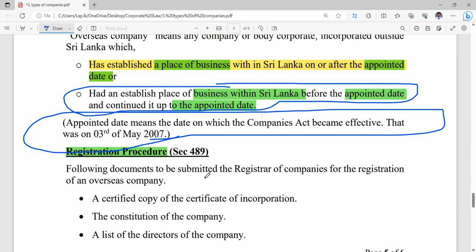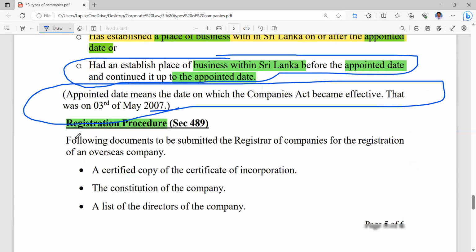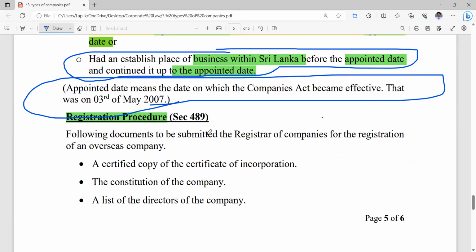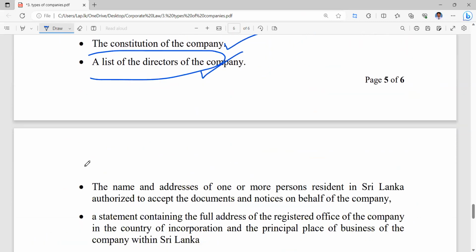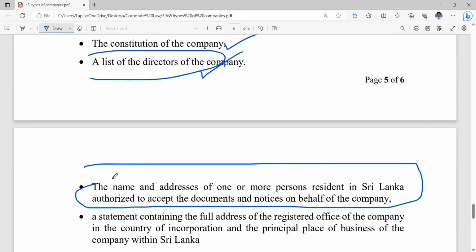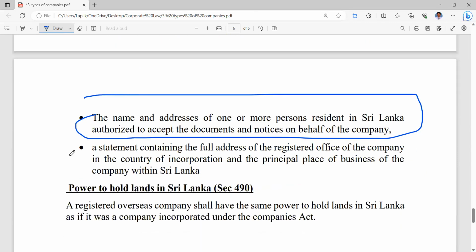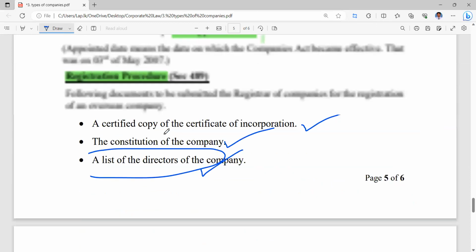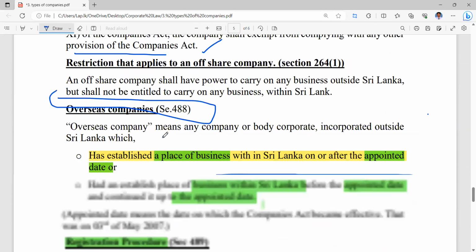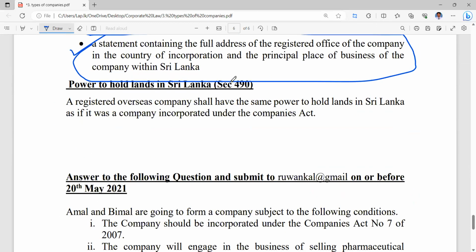Registration procedure for the overseas company. The following documents are to be submitted to the Registrar of Companies for registration: certificate of incorporation, constitution, list of directors, and the name and address of one or more persons resident in Sri Lanka authorized to accept documents on behalf of the company. The statement containing the full address is similar to that for offshore companies.